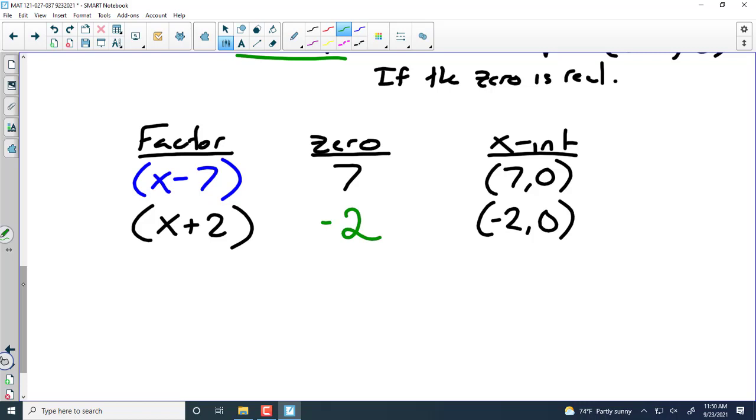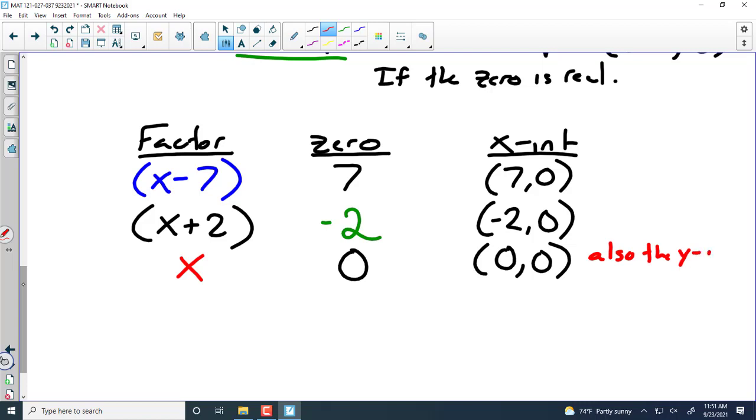Here's a trickier one. What if the factor is just x? What do you think the 0 is then? Negative 1? What's the number that makes x equal to 0? 0. The 0 is the number 0 then. And the x-intercept is (0, 0). By the way, that's also the y-intercept. The origin, the point right in the middle of everything on the coordinate system, is an x-intercept and a y-intercept. It's both at the same time.